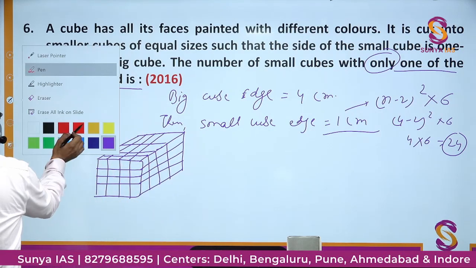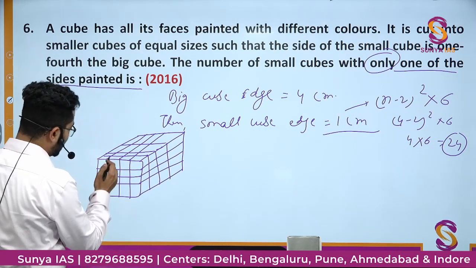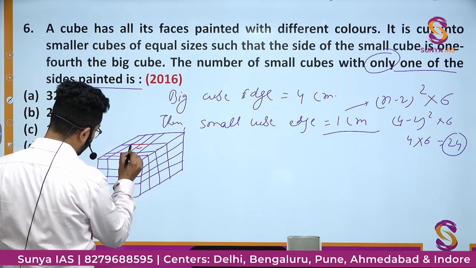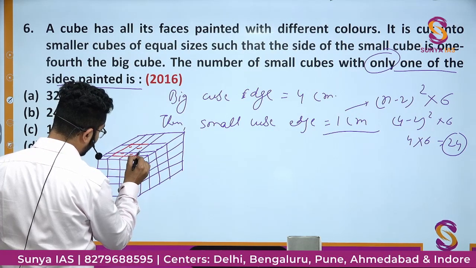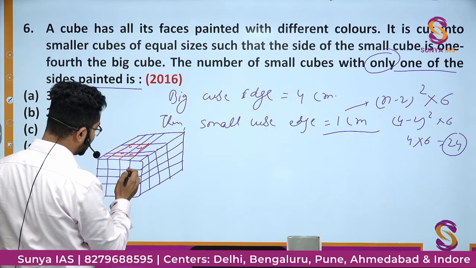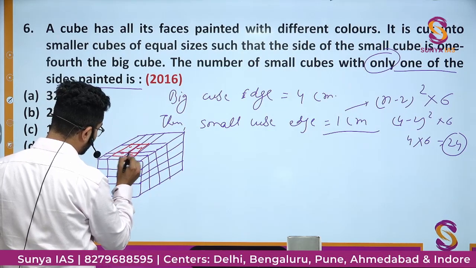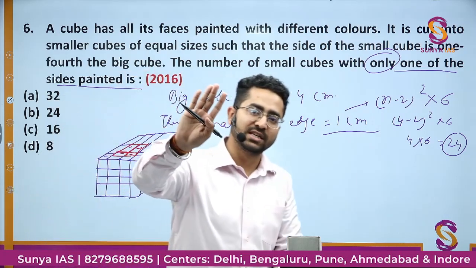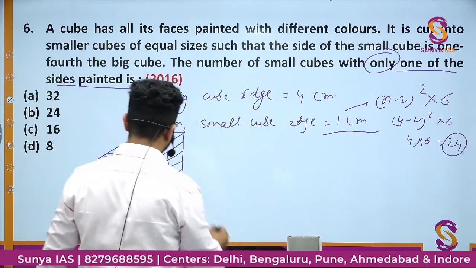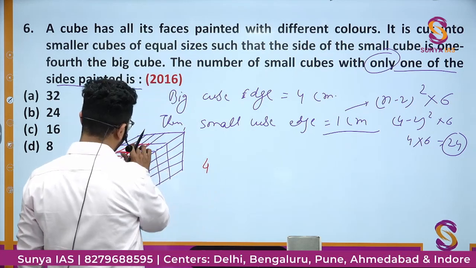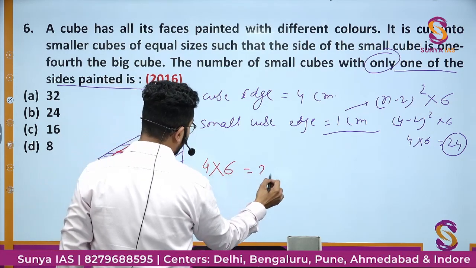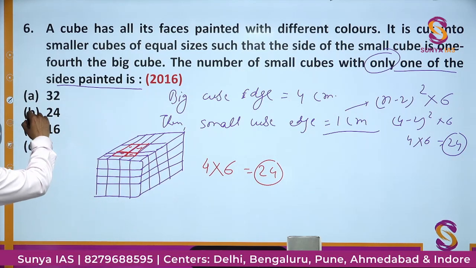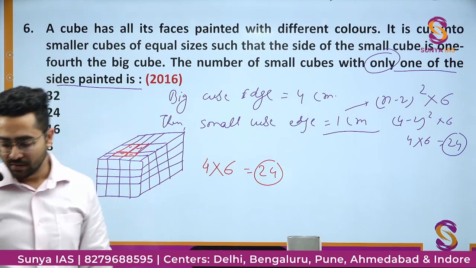Now only one face painted वाले corner नहीं होगा. This one, this surface वाले cube which are not at the corner, not on the sides as well. So this is 1, this is 2, this is 3, this is 4. So on one face there are 4 such cubes. How many faces are there? In one face there are 4 cubes. Then how many faces are there? 6. So there are 24 such cubes possible. So the correct option would be option B, that is 24.